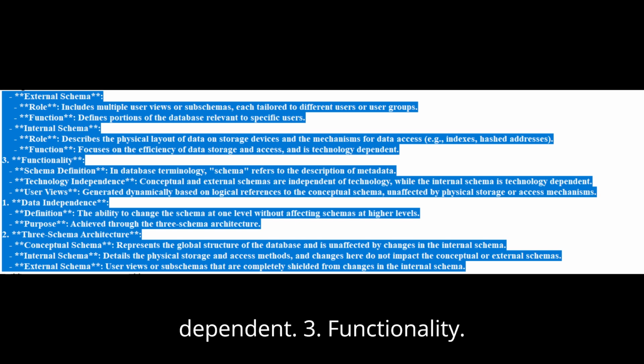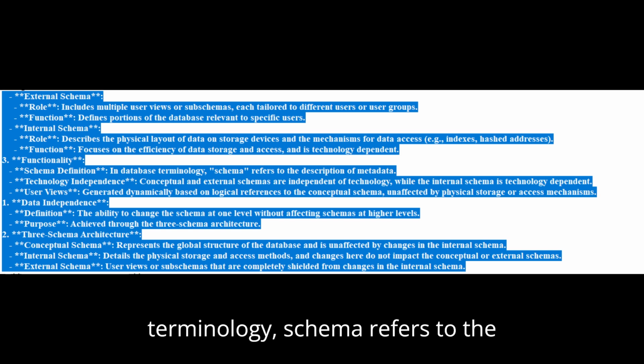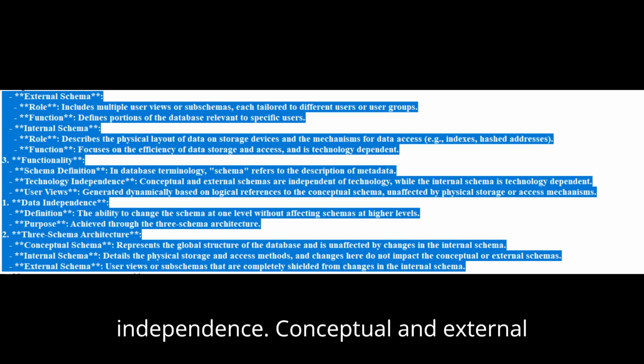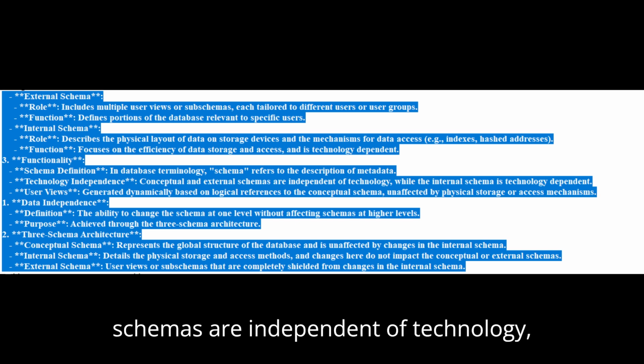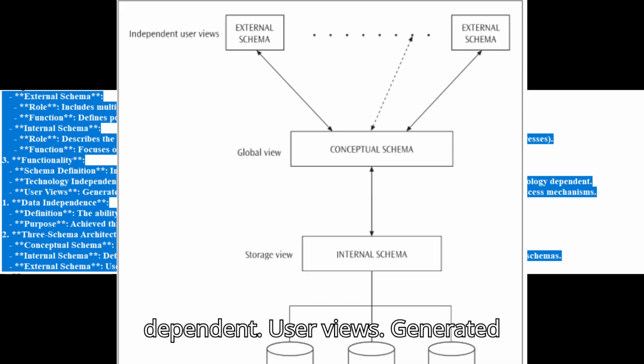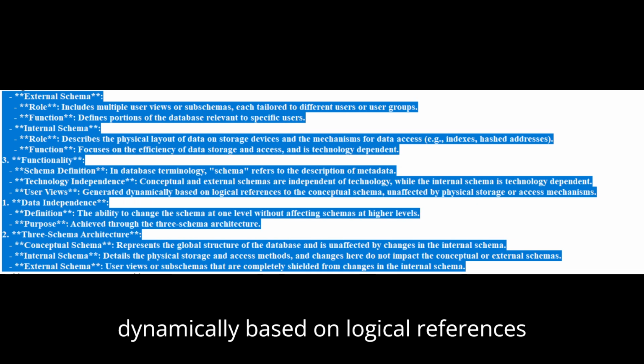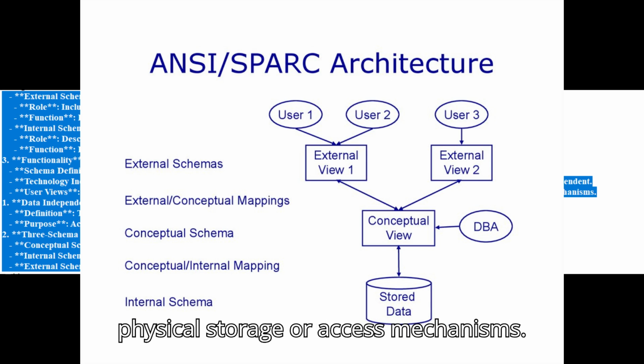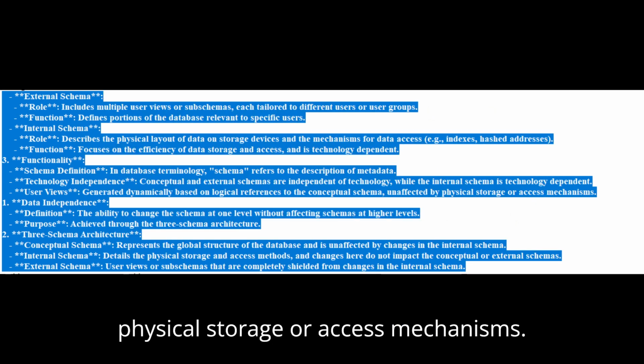3. Functionality. Schema definition: in database terminology, schema refers to the description of metadata. Technology independence: conceptual and external schemas are independent of technology, while the internal schema is technology dependent. User views: generated dynamically based on logical references to the conceptual schema, unaffected by physical storage or access mechanisms.